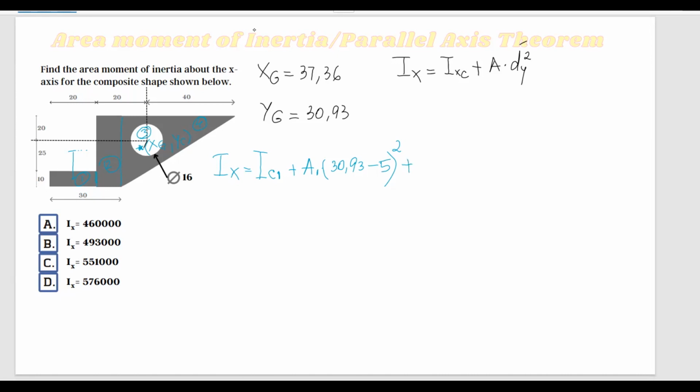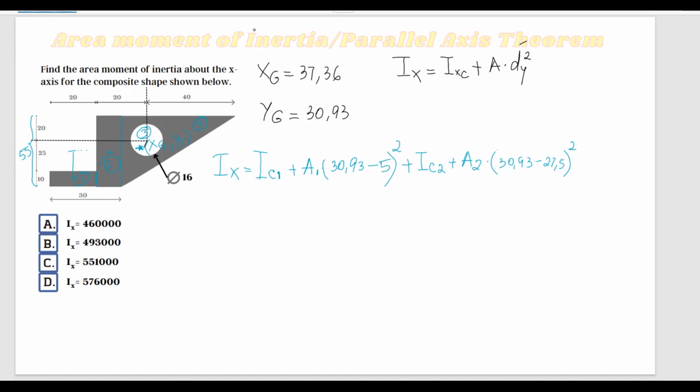Moving forward, plus, now we're going to take the moment of inertia of shape number 2. So I'll say about its centroid 2 plus area of shape number 2 multiplied by the vertical distance. 55 divided by 2 is 27.5. So the distance from this centroid to the composite centroid is going to be 30.93 minus 27.5 squared. So this is shape number 2.